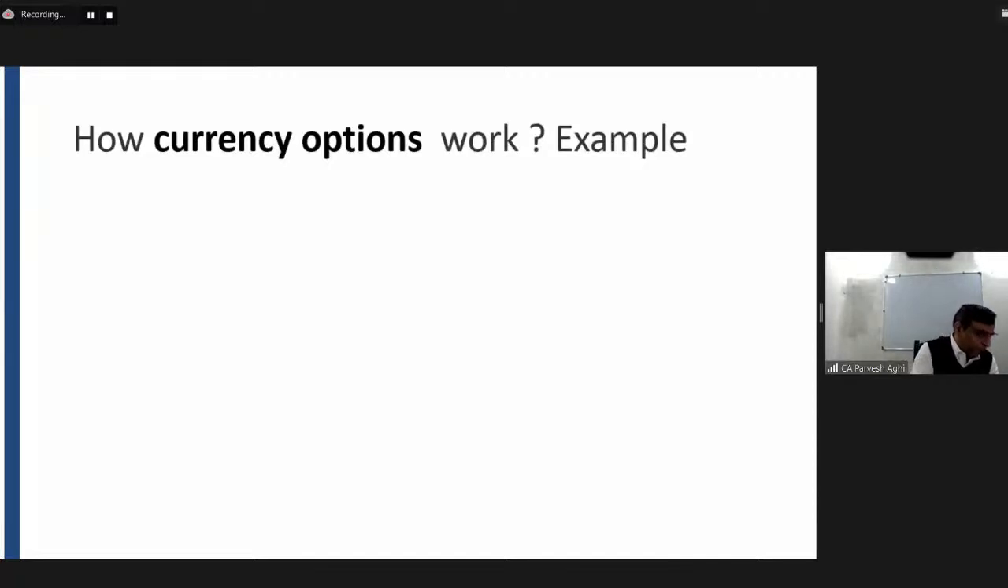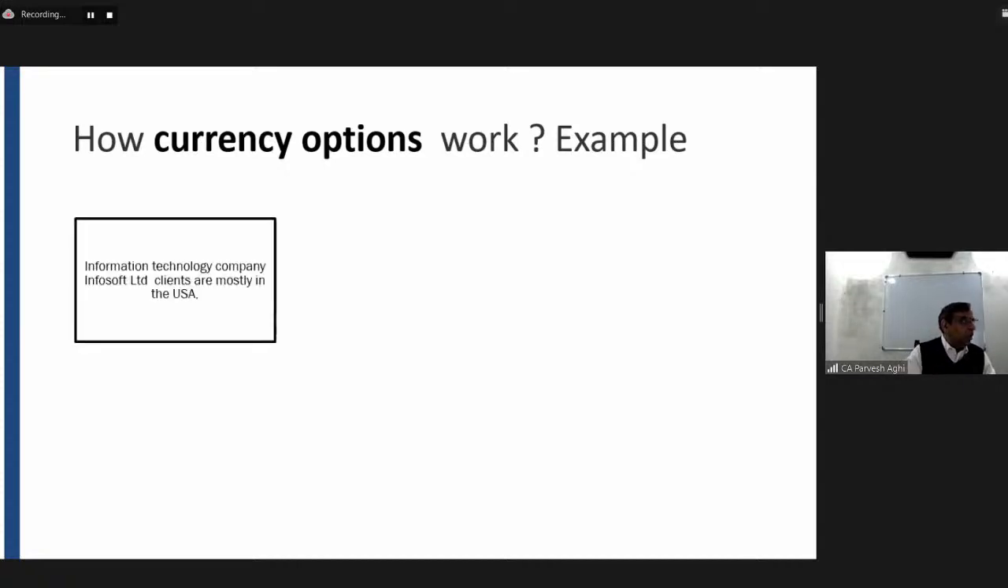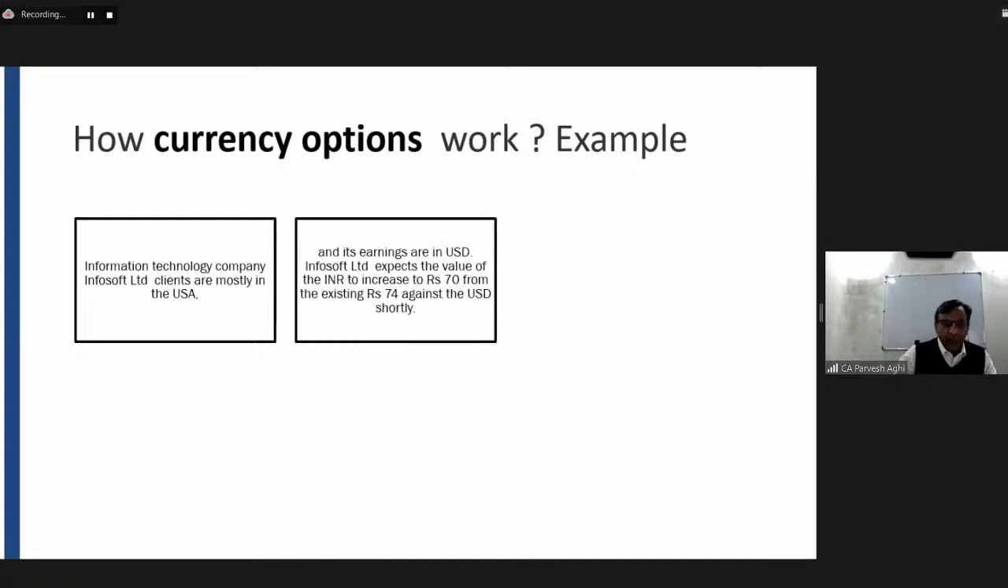Now, how do currency options work? So before even explaining the nitty-gritty of options, let's understand through an example first. Okay, fine. Information technology company, Infosoft. Clients are mostly in USA. So there's a company called Infosoft, which is basically an Indian company. Okay, and most of its clients are in USA, and its earnings are in USD. Definitely, because it is an Indian company and it is selling its software to the US, all its earnings are in USD.